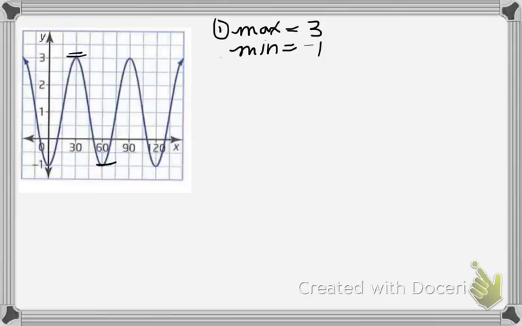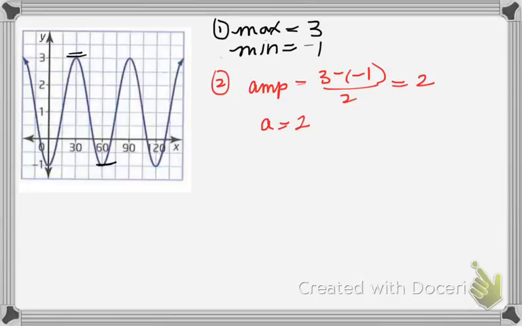Once you've located those on your graph, you can find two key pieces of information. We can find the amplitude by doing max minus min over 2, which in this case is 4 over 2, gives us 2. That is the a value actually. So you just found the a value of your graph. The a value is 2. So we'll box that up because that will be important for later.